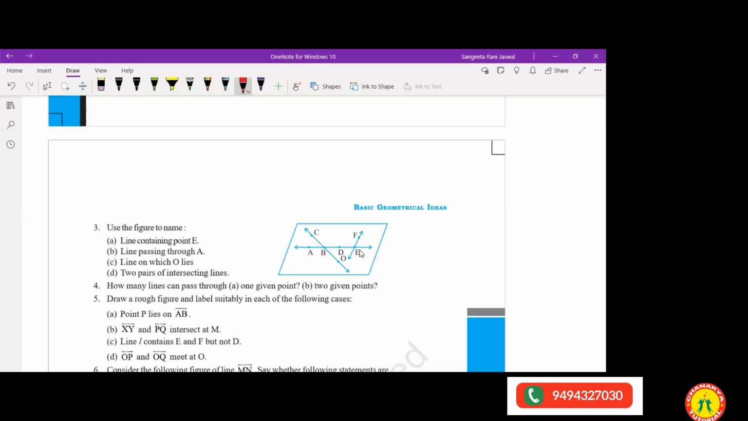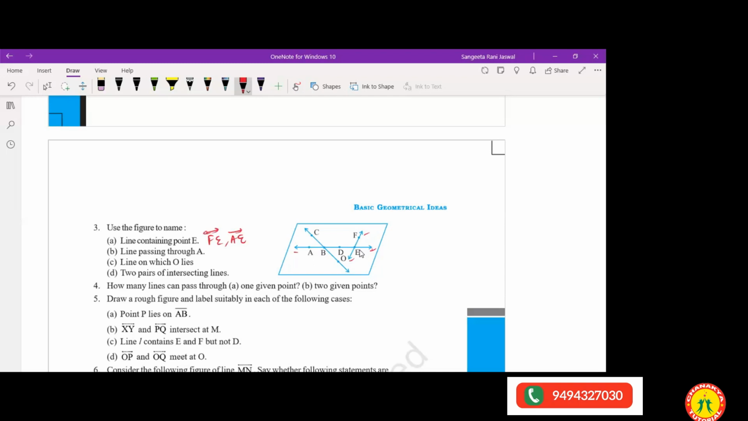I can take AE also, because these are 2 arrows here. I can take FE also, because there also I can see 2 arrows. So FE also and AE also. So both can work. Right? The line.